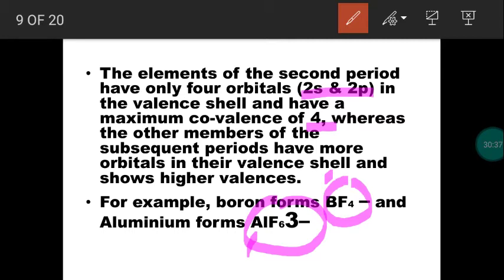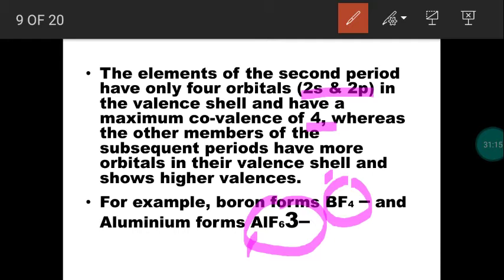Boron is the first member which is in second period. So this is different from the other members. Since it contains only 4 orbitals, maximum covalence 4. So boron exhibits combining capacity, that means valence 4. But remaining elements in the same group will have more orbitals. If you take aluminum, aluminum is in the third period. Available orbitals 3s, then 3p as well as 3d orbitals are also there. So since orbitals are more, valency will also be more, right?